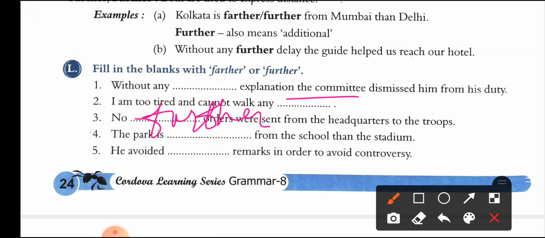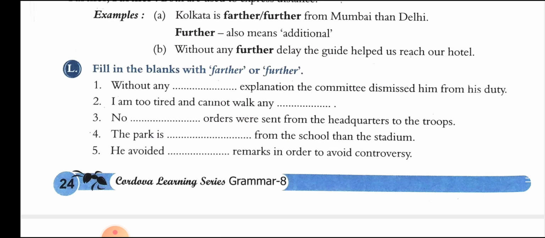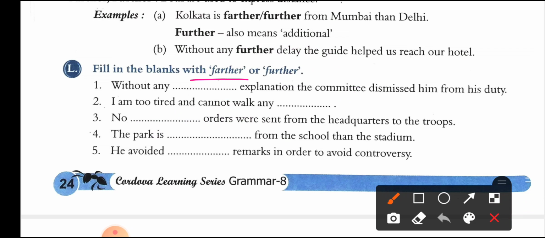Further, and here you can do both, farther and further. This also, this also. Fourth, the park is dash from the school than the stadium. This is what? Distance. So here also we can use both. And which both? We can use farther also, further also, right?